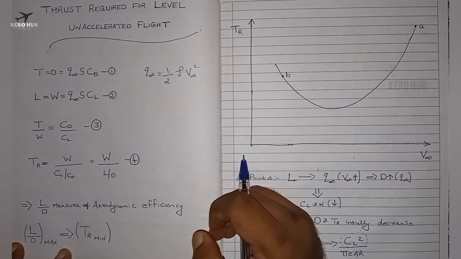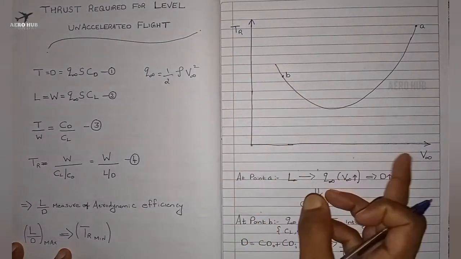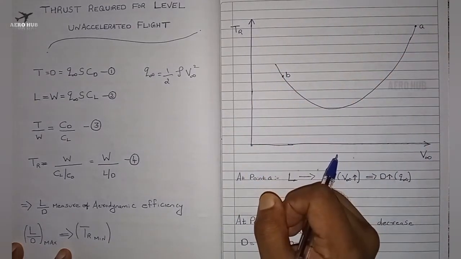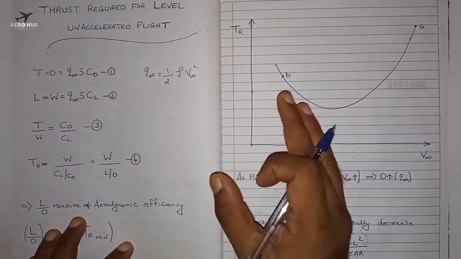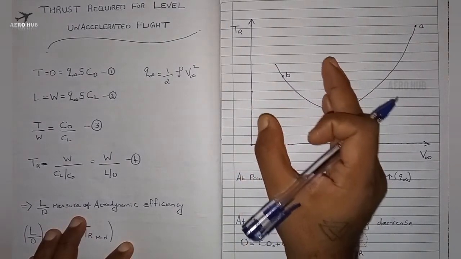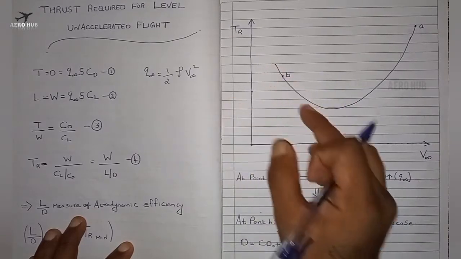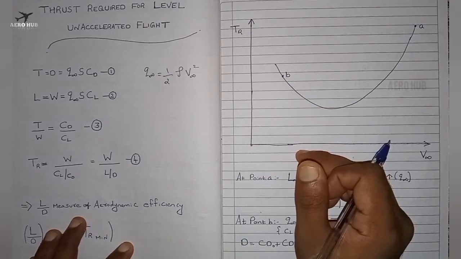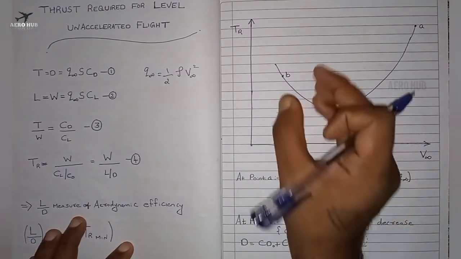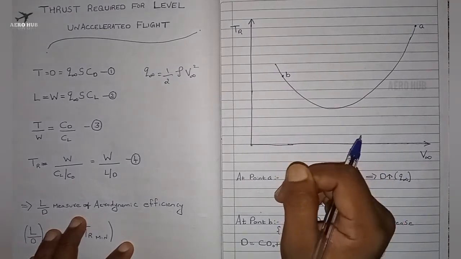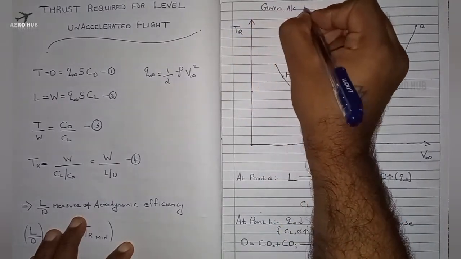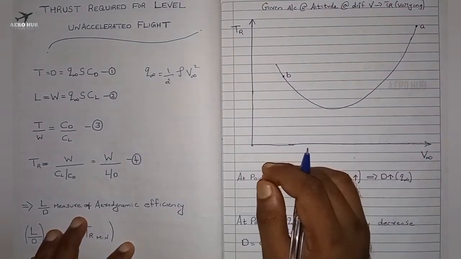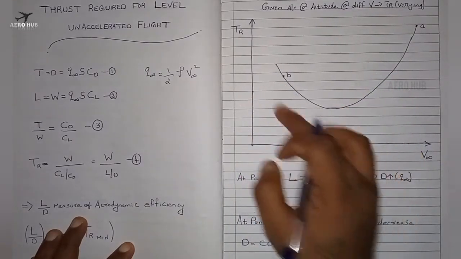And we have a famous curve between thrust required and the velocity, and this is the shape of the curve. We have to understand a lot of things from this curve. This curve is for a particular altitude. Also you have to understand that for a given airplane at a particular altitude, at different velocity, the thrust required will be varying, and this is that curve.